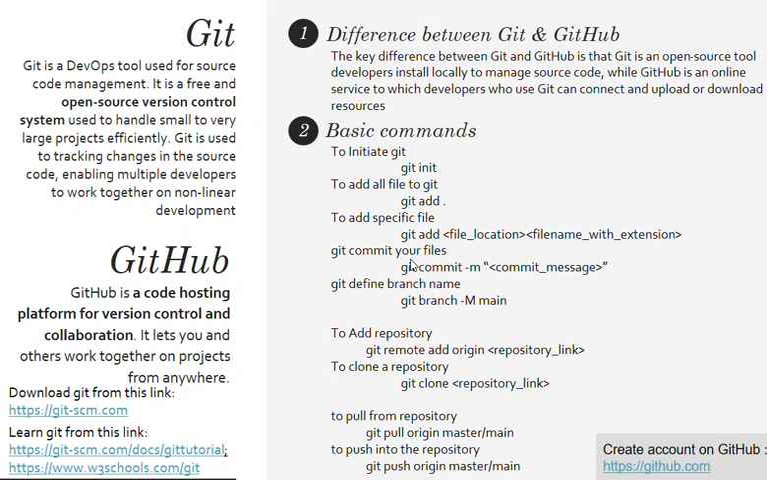Then we will commit our files: git commit -m. In the double quotation marks you will write any message, like day 1, day 2, like this. Then we will define the actual branch, which branch we are going to upload our project to. Here we will define main.